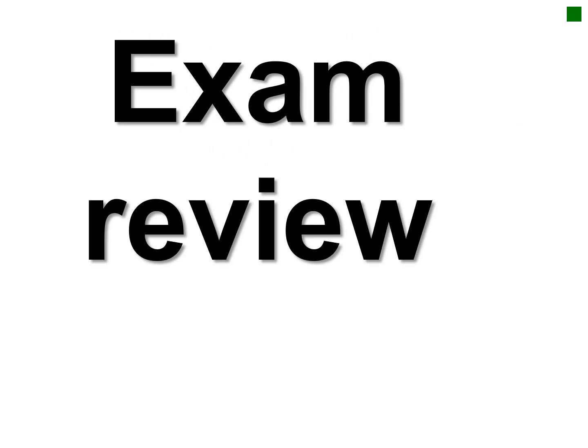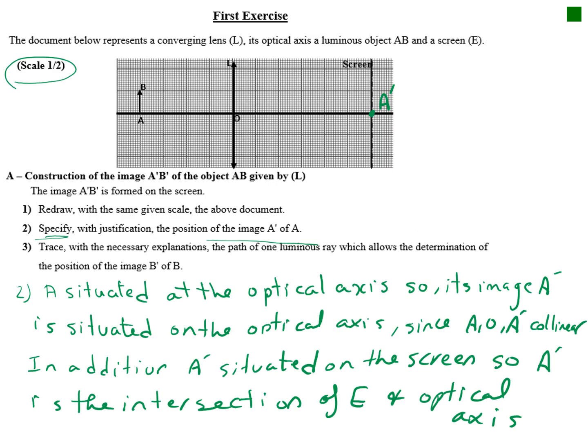Now exam review. First exercise. The document below represents a converging lens L, optical axis, object AB, and screen E. Scale 1/2. Construct the image A'B' of AB given by L. Image A'B' is formed on the screen. Redraw. Second, specify with justification the position of A' of A.